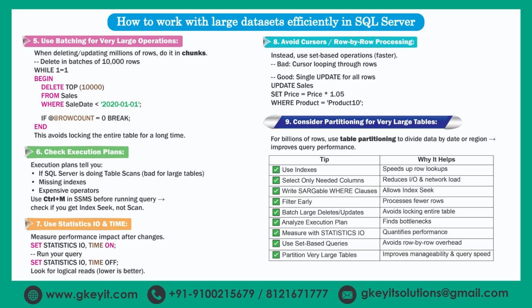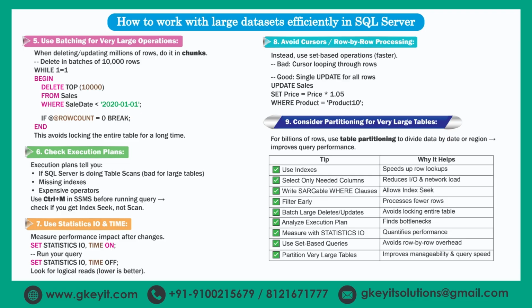Avoid cursors and row by row processing. Instead, we can use set based operations. These are faster. Cursors loop through rows; if you create a cursor on a particular table, it will loop through every row, one by one. Instead, we can use a single update for all rows. For example, UPDATE Sales SET Price = Price * 1.0 something WHERE Product = product. In this way, we can use a single update instead of cursors.